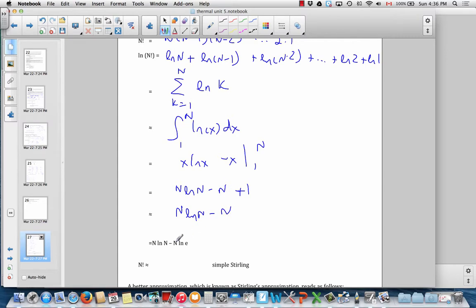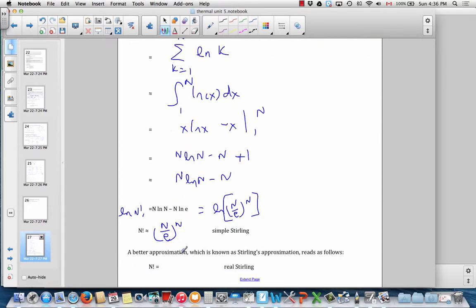But of course, n is the same as n ln e, because ln of e is 1. So if this is the ln of n factorial, then we can put those things together. This is going to be the ln of n over e to the power of n, which tells us that n factorial is approximately n divided by e to the power of n. Now that's what I'll call the simple Stirling approximation. A better version of that, which involves a few more steps in the derivation, you get an extra factor of root 2 pi n in front.